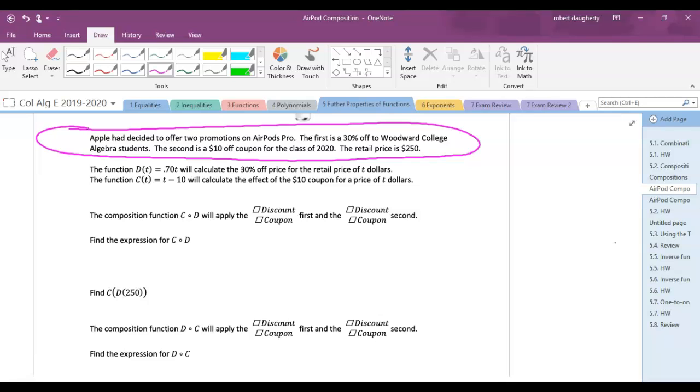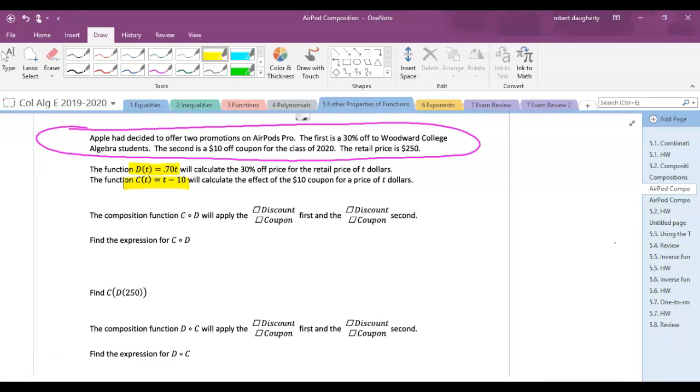Okay. We've got two functions here. We have a discount. If you get 30% off, what percent are you paying? 70%. So this is my discount function: give me the original price, and you are going to pay 0.7 times that. The coupon price is take whatever price you have and subtract what? $10. So the coupon function is whatever the price is minus 10.